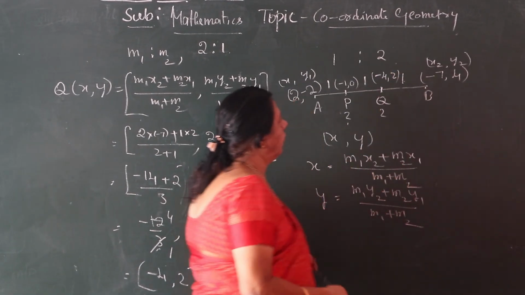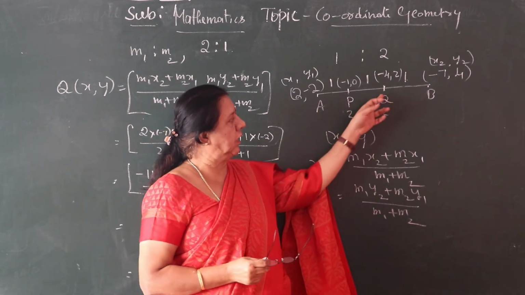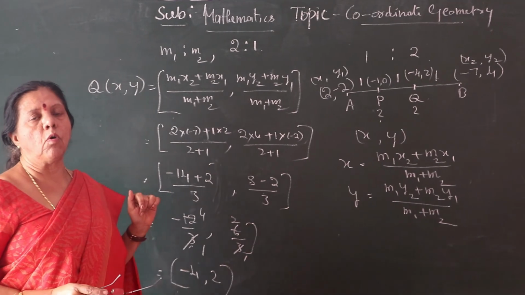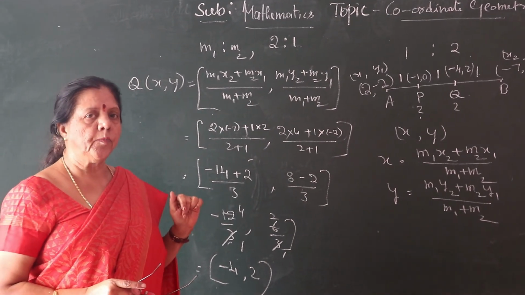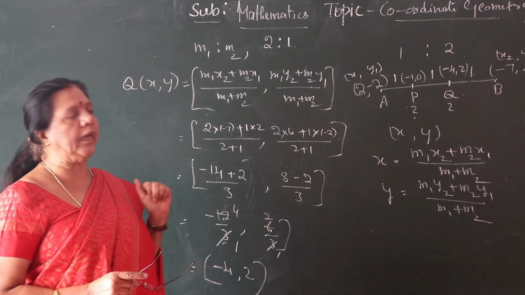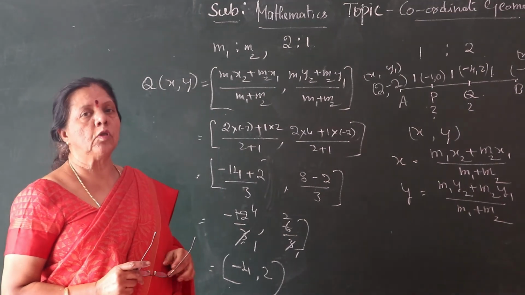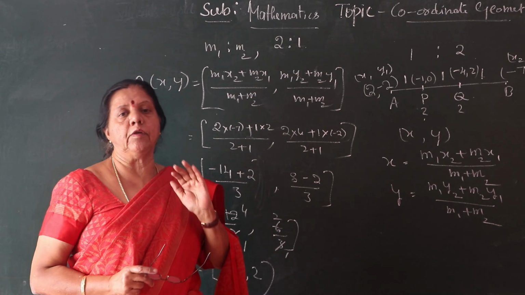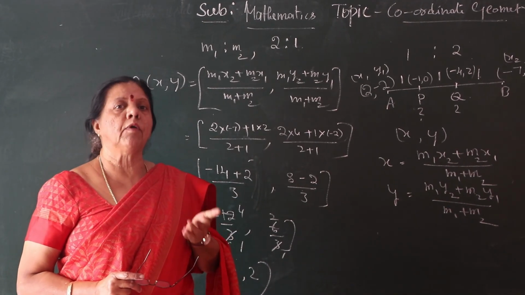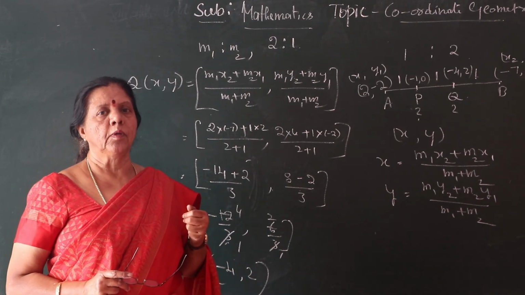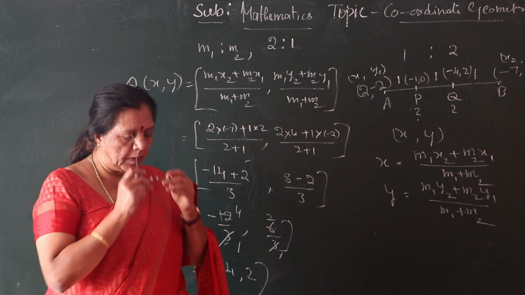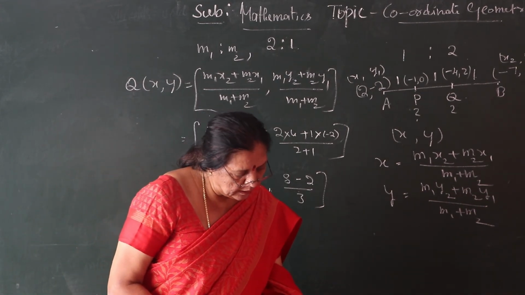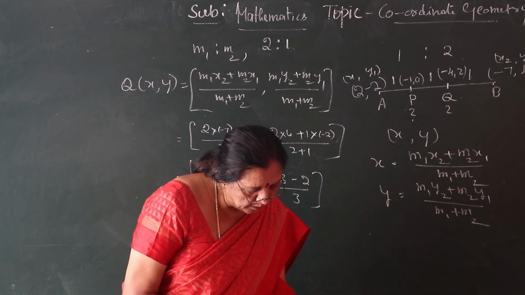So now you have found the trisection coordinates. It is very easy, no? Having equidistant points, we are supposed to solve the problem like this. This type of problem is given in your exercise, so try your level best to solve it. One more example I am taking: example number 9.